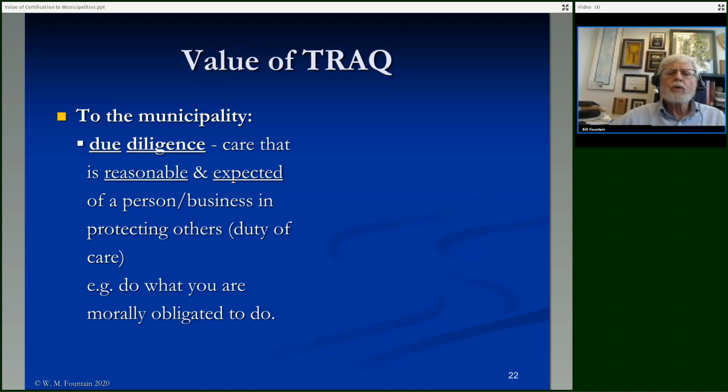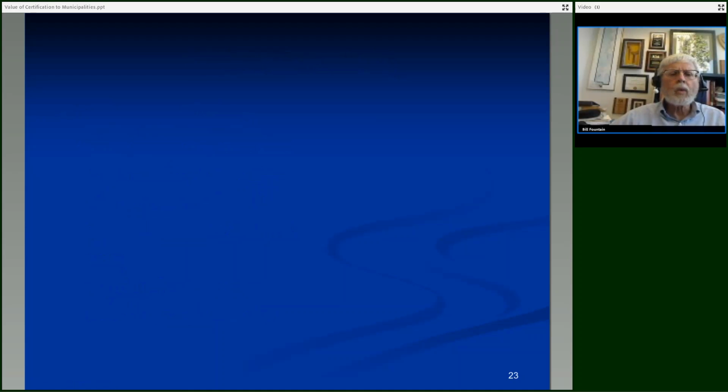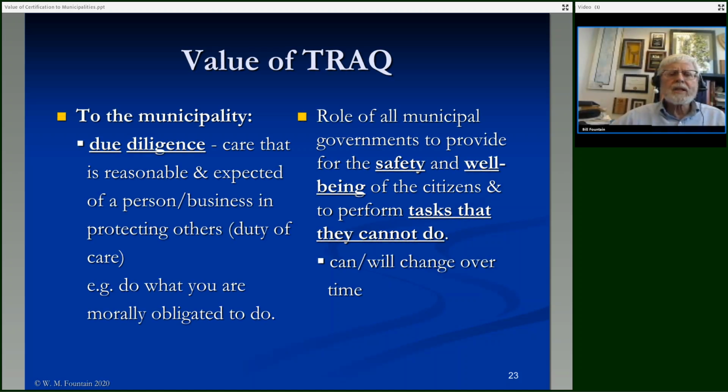So have you done your due diligence? Have you exercised reasonable care, care that would be expected of a person or business in protecting others? So these are the yardsticks that we would be measured by when we're looking at this particular activity and working on this. So due diligence is the care that we need to exercise. All municipalities have a due diligence to exercise and keep the municipality safe and provide for the well-being of the citizens. And these are tasks that generally the citizen cannot do for themselves, or we would like for the citizen not to do for themselves.